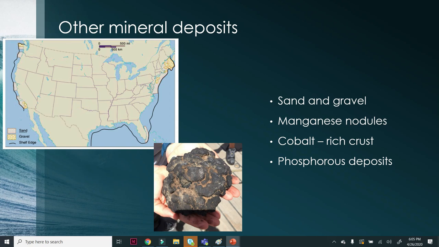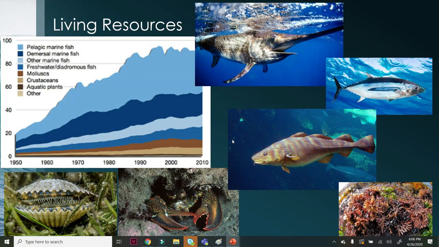And finally, we have phosphorus deposits. So phosphorus is one of the important elements that we find in fertilizer. So that's one of the other mineral deposits we find on the ocean floor. Now we've talked about mineral deposits, let's talk about living resources that are part of the EEZ of different countries. So when we're talking about living resources, we're really talking about seafood, all right? So let's talk a little bit about some of the types of living resources that countries use.